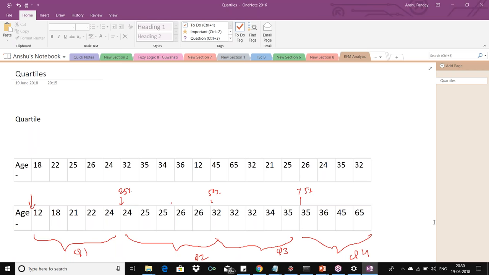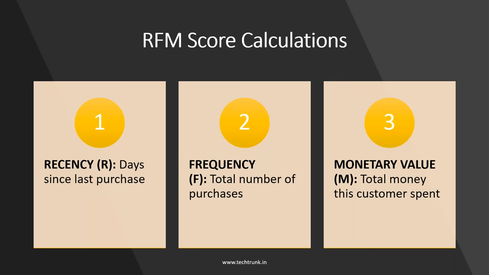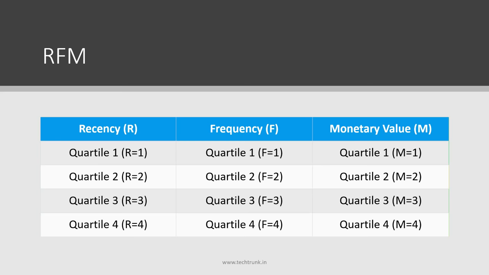Okay. So let's go ahead further and look at how quartiles help us in taking decisions. Here we go. So we divide our data into the recency, frequency, and monetary values into quartiles. So quartile 1, quartile 2, quartile 3, quartile 4, like that. And Q1, Q2, Q3, Q4. Well, when it comes to recency, we take it in ascending order. Frequency, we take in descending order. Monetary, we take in descending order.